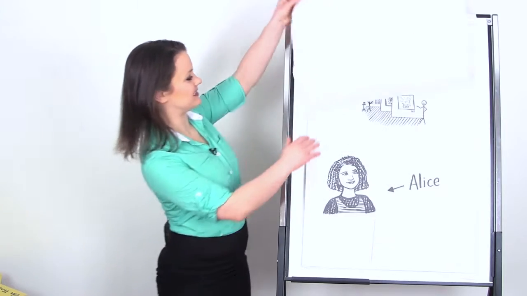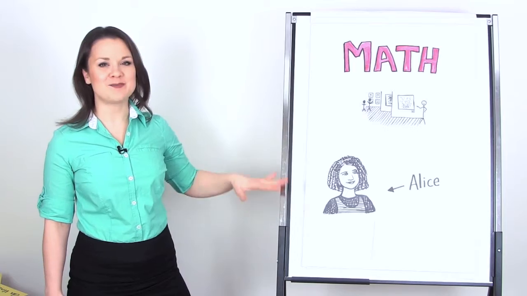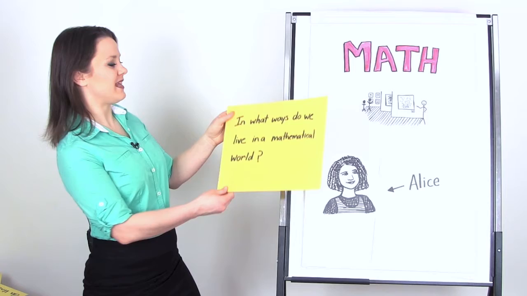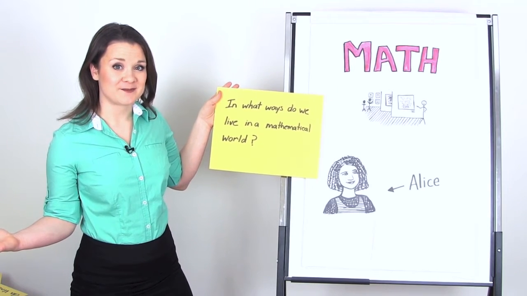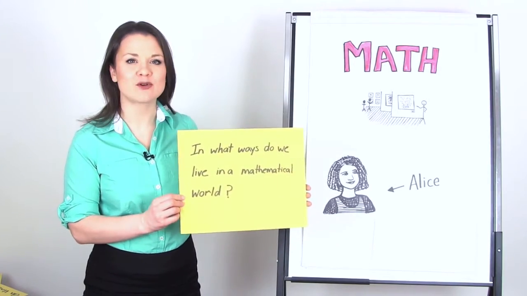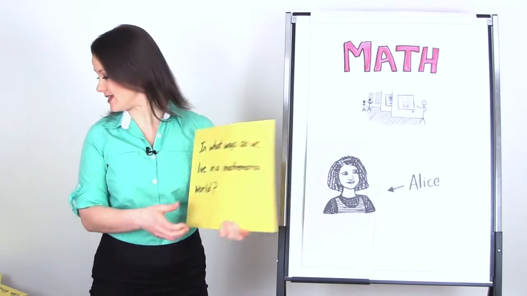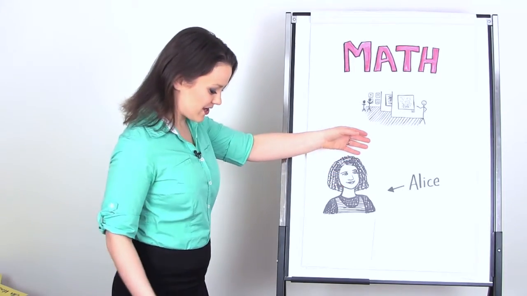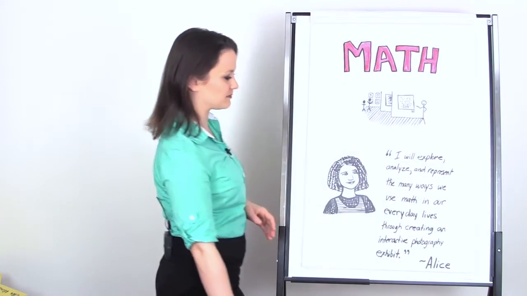All right, next example. Here we have Alice. Alice is passionate about mathematics. She has this question: in what ways do we live in a mathematical world? She's taking as an assumption we live in a mathematical world. There's lots of evidence to prove that, and she wants to show that through her project. So what's she going to do? There are so many ways to interpret that question, and here's what she came up with.